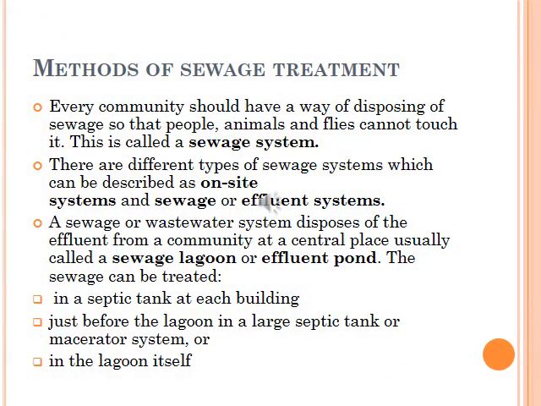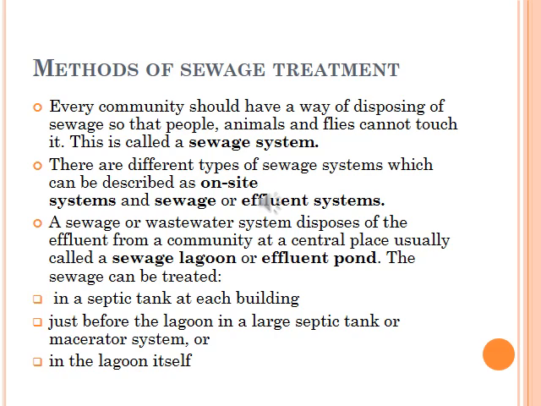After discussing the sewage treatment process, now we come to the methods of sewage treatment. There are many methods of sewage treatment, but we will discuss a few. Every community should have a way of disposing of sewage so that people, animals and flies cannot touch it. This is called a sewage system. And there are different types of sewage systems, which can be described as on-site systems and sewage or effluent systems.